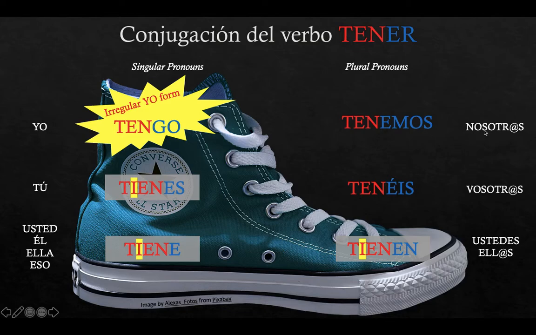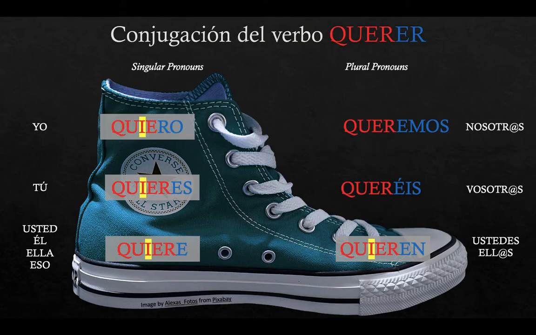So if we are doing it, we change it to tenemos. If you all in Spain are doing it, are having this, because tener means to have, you're going to say, for vosotros, tenéis. All right, and then it looks like our conjugation of querer.